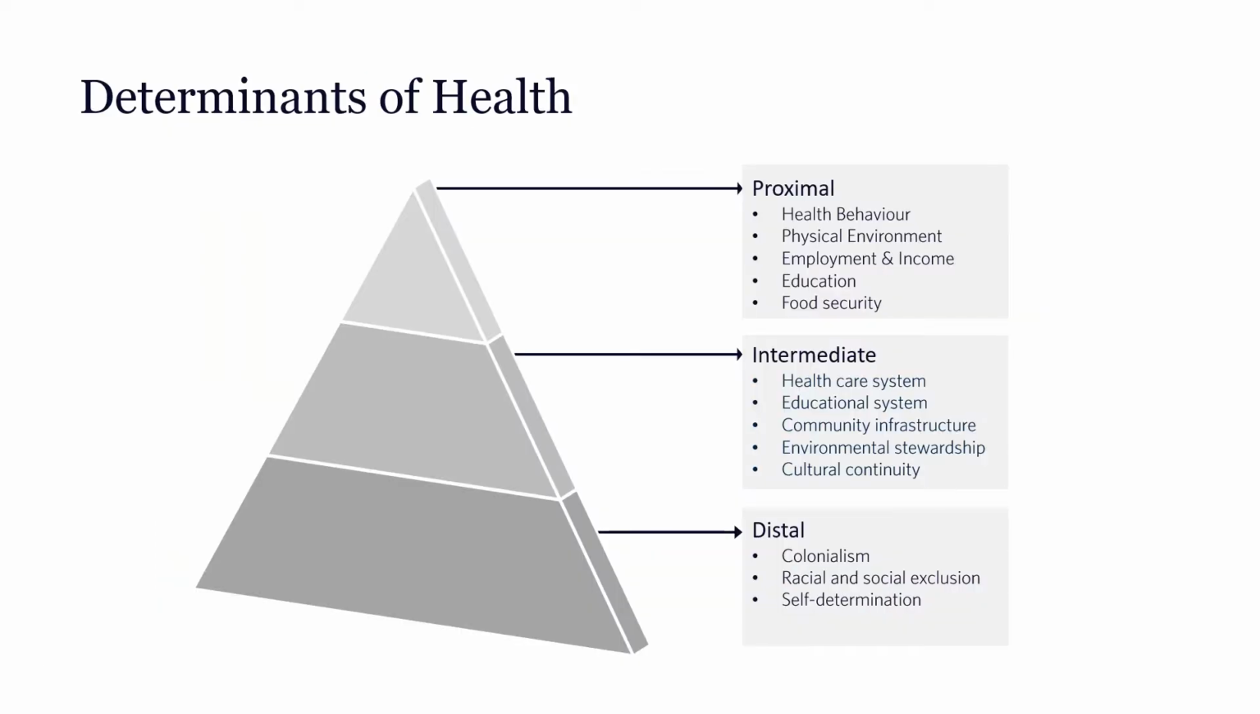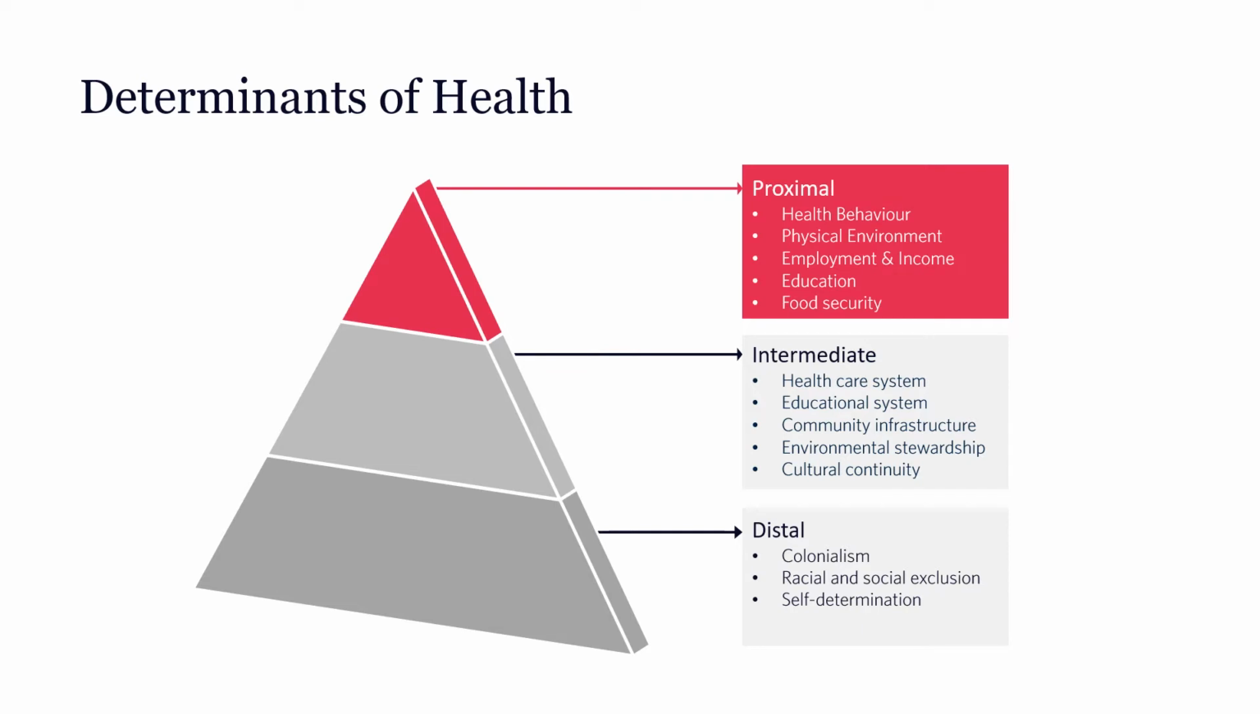The determinants of health can be broken down into 3 categories: proximal, intermediate, and distal. Proximal determinants directly affect health. Intermediate determinants systematically affect the proximal determinants. Distal determinants affect both the proximal and intermediate determinants. We will start by examining the proximal determinants.